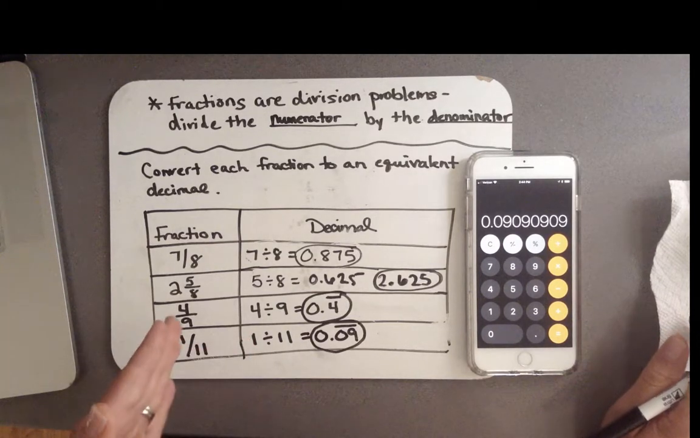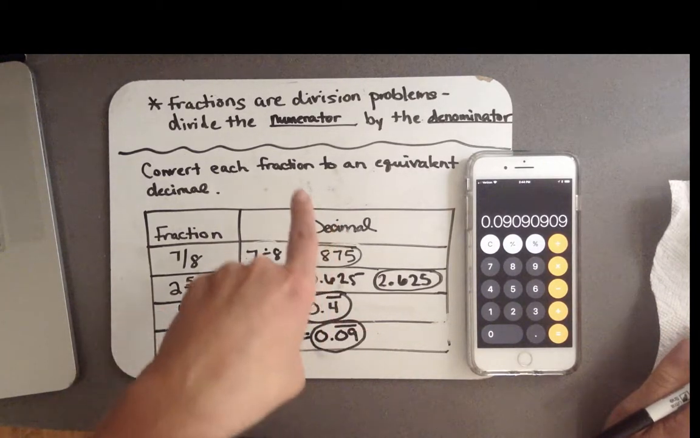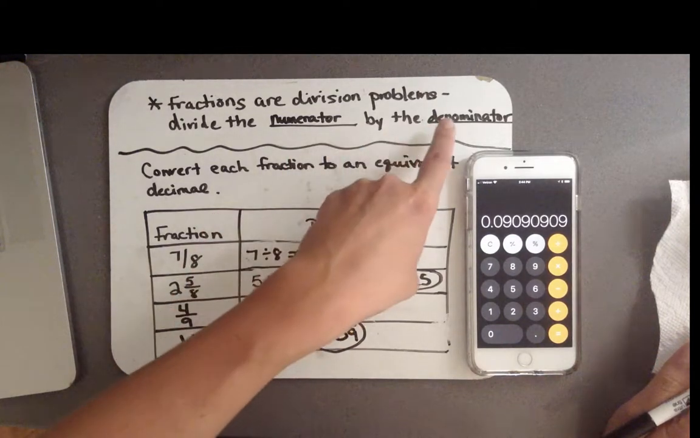So that is how you convert a fraction to a decimal. You divide the numerator by the denominator.